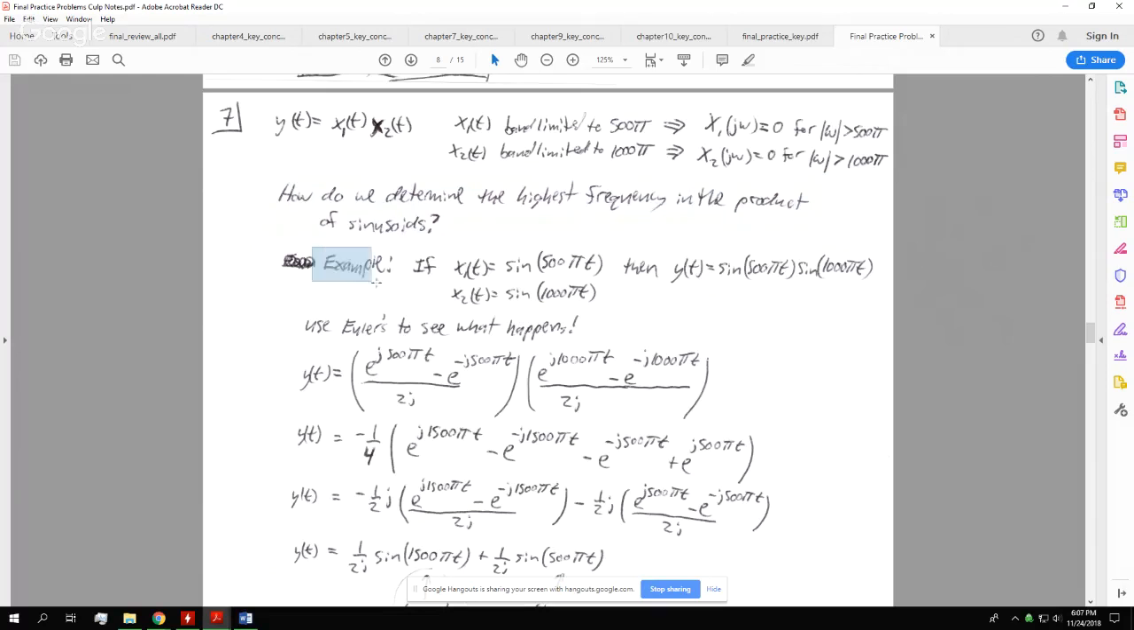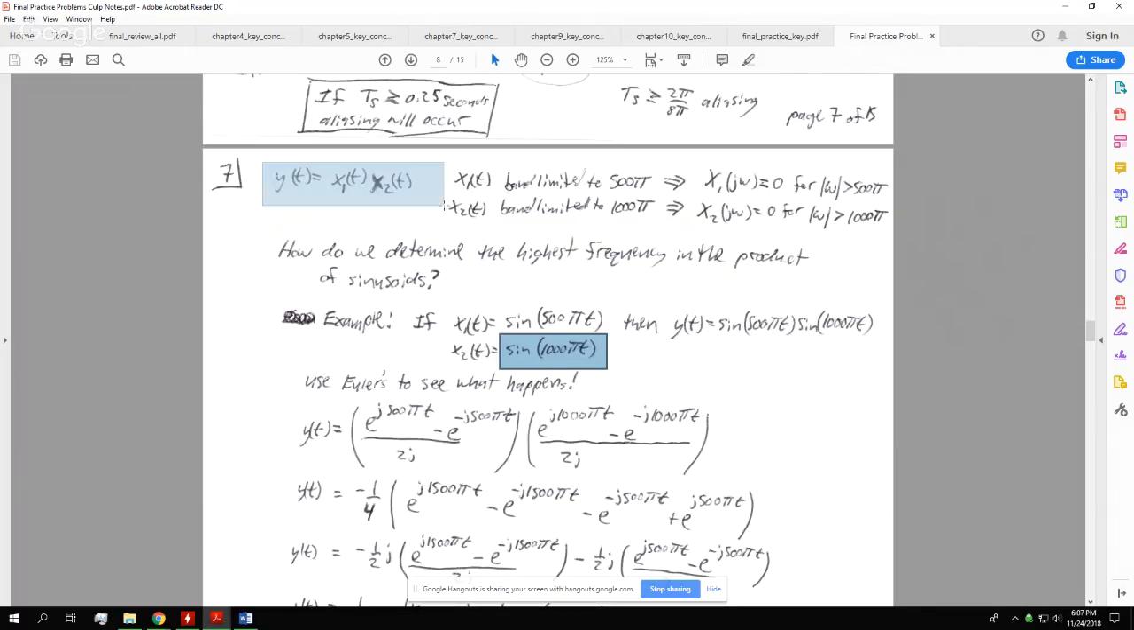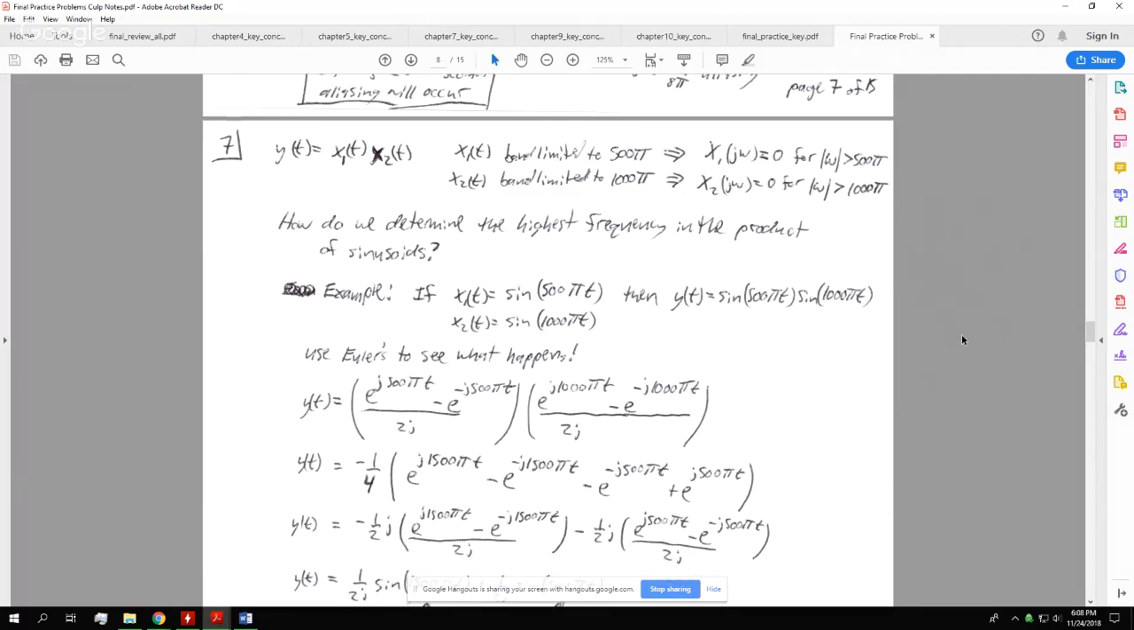And so I'm going to go off onto a little tangent. Let's just say, for the sake of argument, just for illustration purposes, that x1 of t is sine of 500 pi t, and x2 of t is sine of 1,000 pi t. In the original problem, they didn't tell us what these signals were. They didn't tell us that these were sinusoids, or that they're sine of 500 pi or anything like that. It doesn't matter though. Just for the sake of argument, let's just say that they are. That would mean that y of t equals sine of 500 pi t times sine of 1,000 pi t.